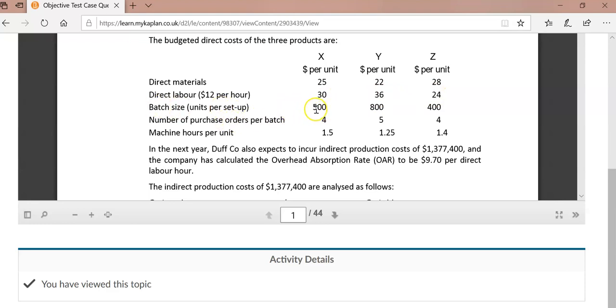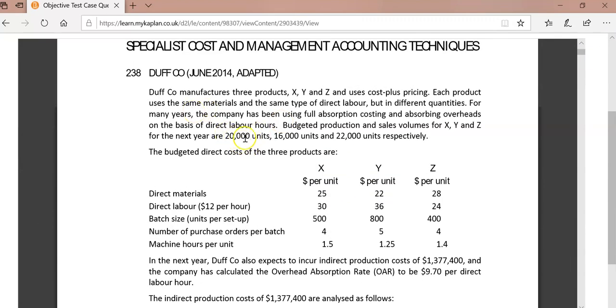You can see here that if you're making 20,000 units, and there are 500 units in a batch, then the number of batches is 20,000 divided by 500. And because you make things in batches, you can see here it's saying that these are the purchase orders per batch. So we almost need to find out the number of batches for each of them before we can really tackle this.